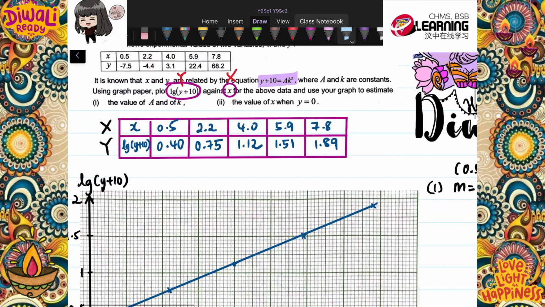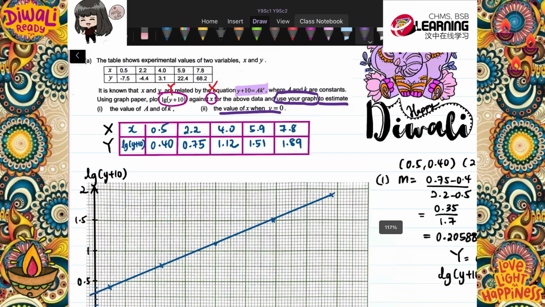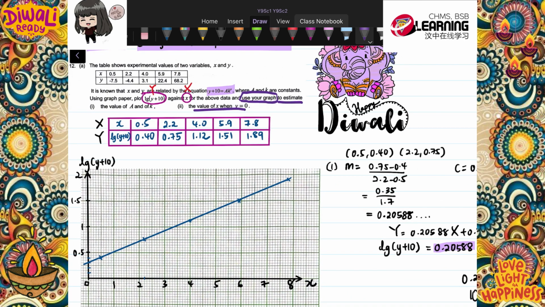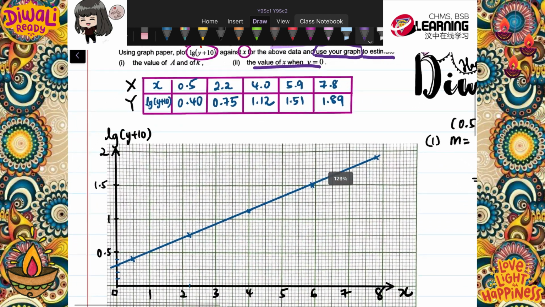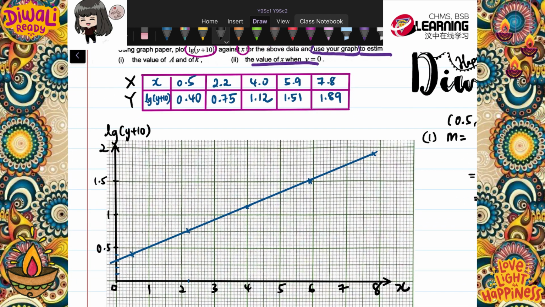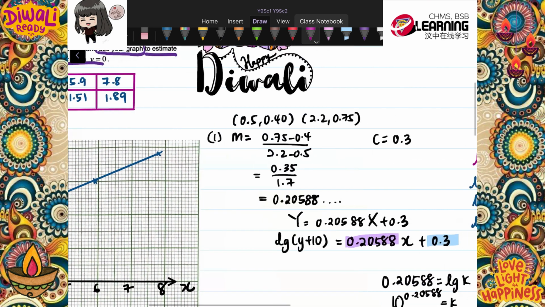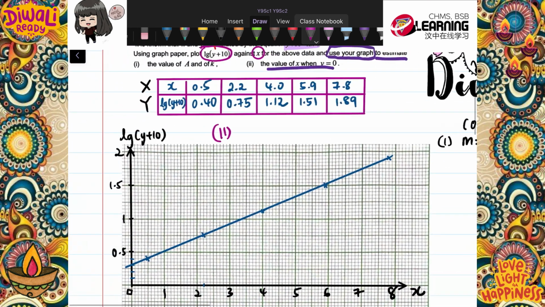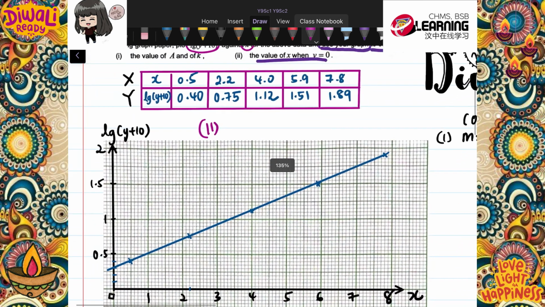And for part 2, the value of x when y equals 6. Okay, so this question here, they say you must use your graph. You see, it's from here, use your graph to estimate. So you cannot just sub in y equals 6 into the equation. You need to use the graph to find the answer. So part 2, I'm gonna do it here. I'm doing here because I want you guys to see clearly.